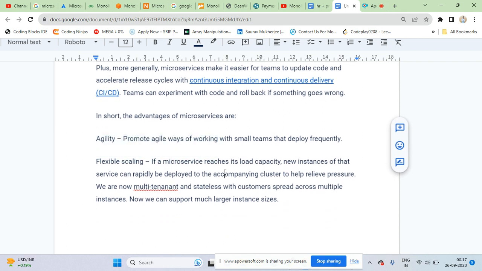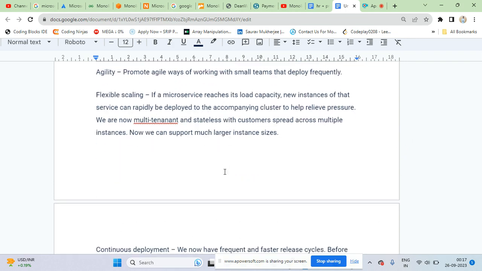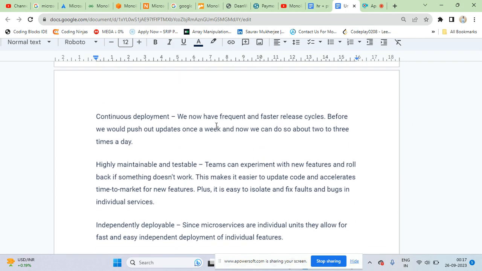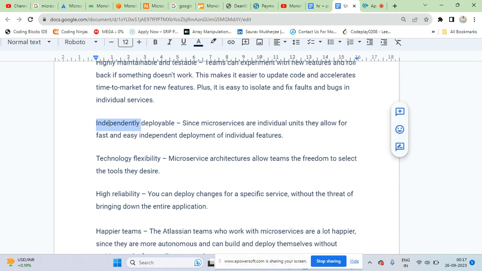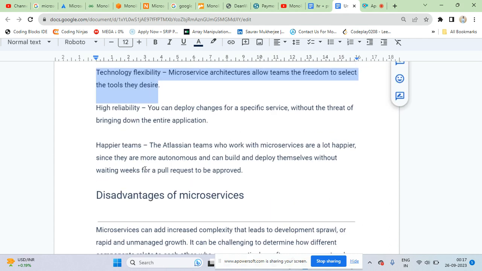Flexible scaling is something which microservices are designed for, with multiple teams and stateless customers spread across multiple instances. So continuous deployment you can do easily. They are highly maintainable and independently deployable. You can deploy each service independently, so that saves deployment effort. And there is flexibility and high reliability.